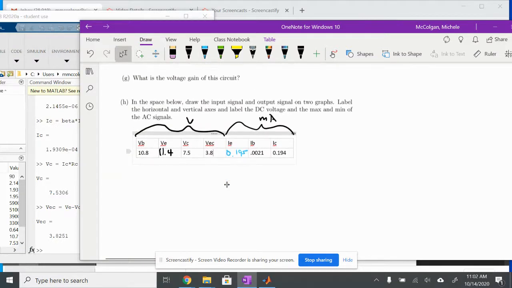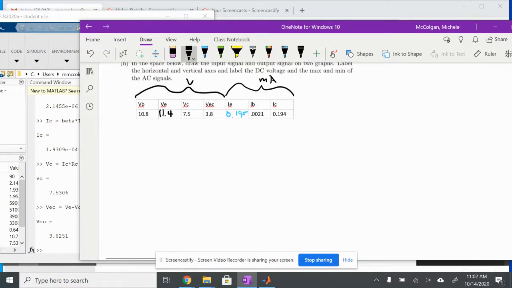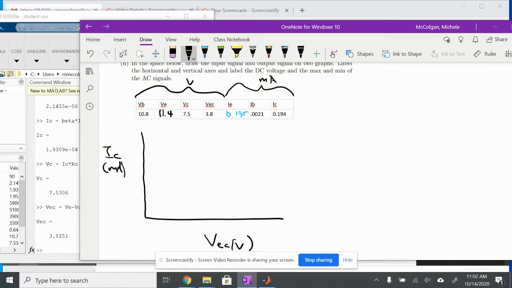So let's make our graph. So we're going to have a graph that looks like this. And I'm going to do the load line first. So remember on my graph, I have VEC and I have IC over here. This is going to be in milliamps and this is going to be in volts. Okay, so the first thing I need to do when I'm making my load line is think about cutoff and saturation. Way back a long time ago when we were doing transistors as switches, we just knew how to turn a transistor on and off.